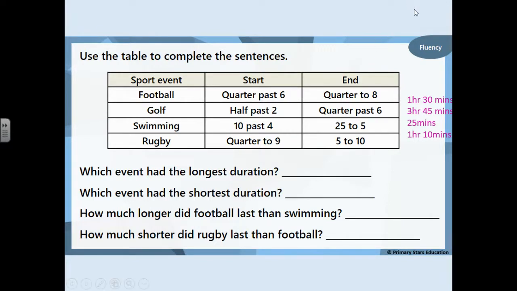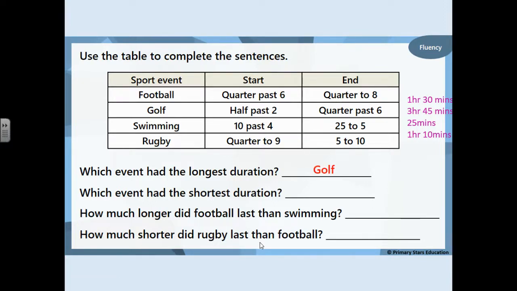Now, looking at these durations, you'll be able to say which event had the longest duration, which had the shortest duration, how much longer football lasted than swimming, and how much shorter rugby lasted than football. Please have a go at it.